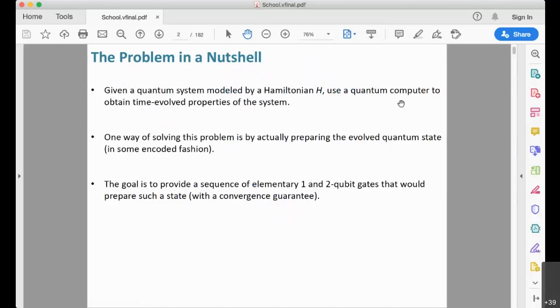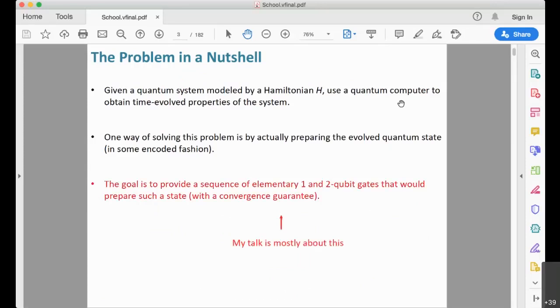is if we can actually prepare the evolved quantum state in some encoded form, right? So for that, we will need a quantum computer, but this is not necessary, certainly. In this talk, I will focus on preparing the evolved quantum state. And my goal will be to provide a quantum algorithm built upon 1 and 2 qubit gates that could prepare such a state, with some sort of convergence guarantee, saying that the state that I prepare after I apply some quantum algorithm is the evolved state up to some epsilon error.